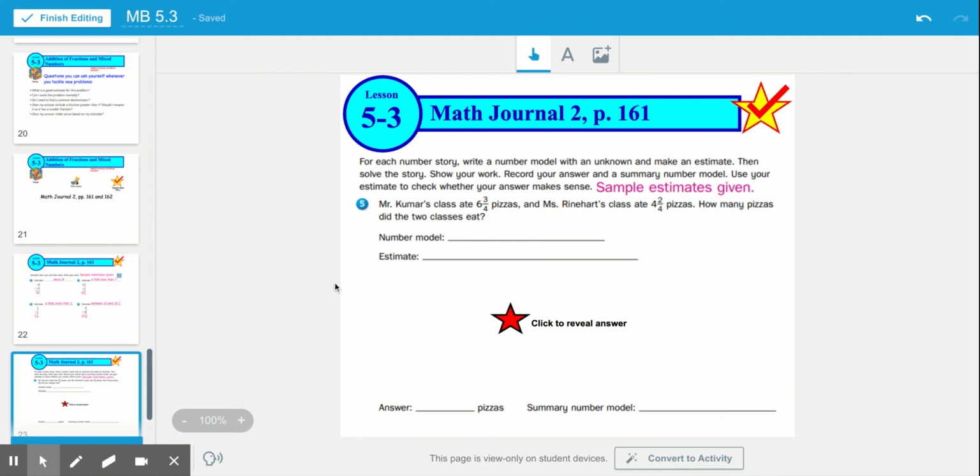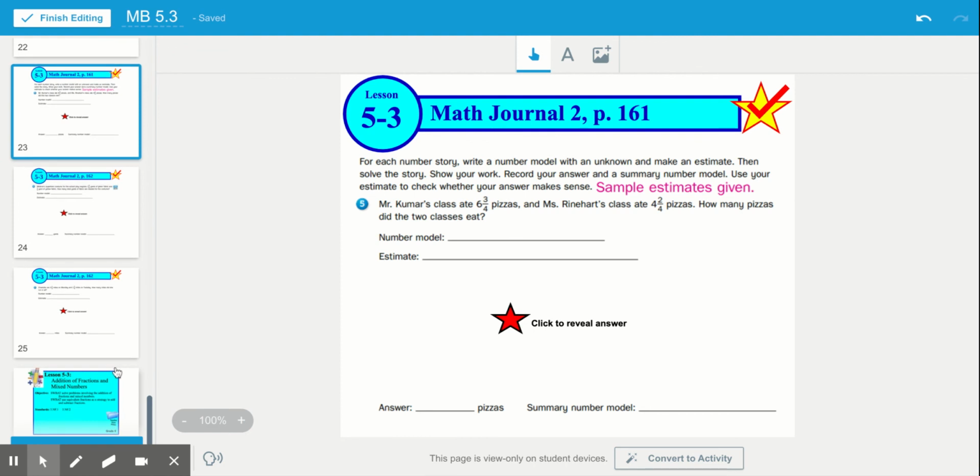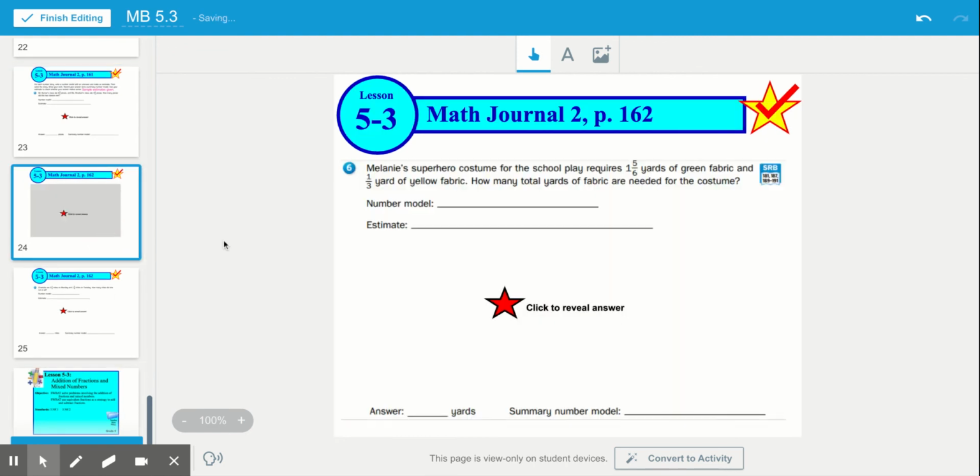So number 5, Mr. Kumar's class ate 6 3/4 pizzas, and Miss Reinhardt's class ate 4 2/4 pizzas. How many pizzas did the two classes eat? First of all, you want to ask yourself, what kind of math are you doing here? Don't forget to use cubes. Circle your numbers. Underline your question. Box in those key words, and then evaluate and solve. And then check your work with that estimate. I'm going to read through all the number stories, and then we'll come back and check.